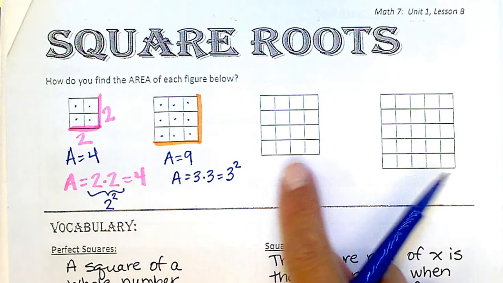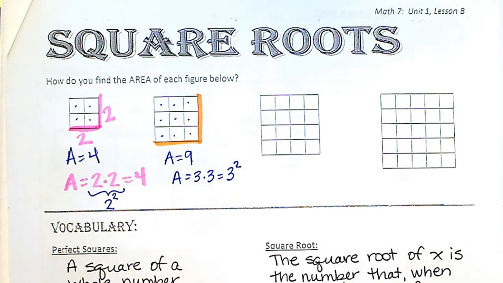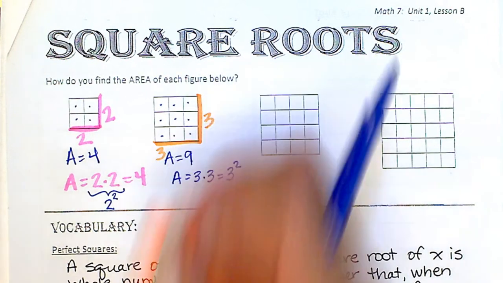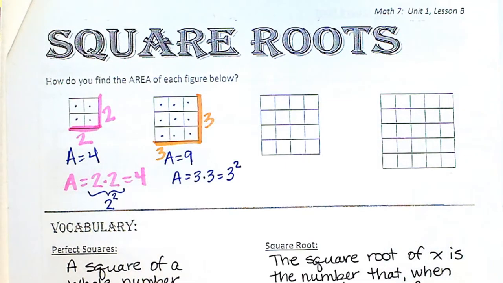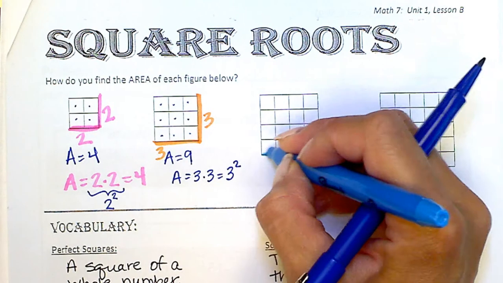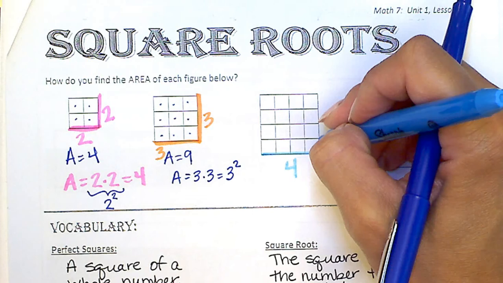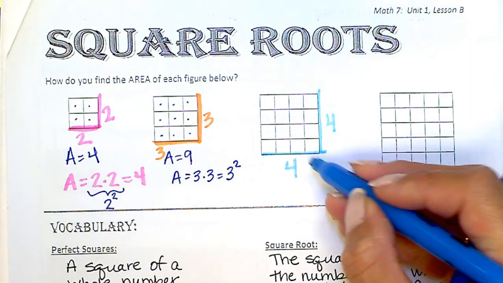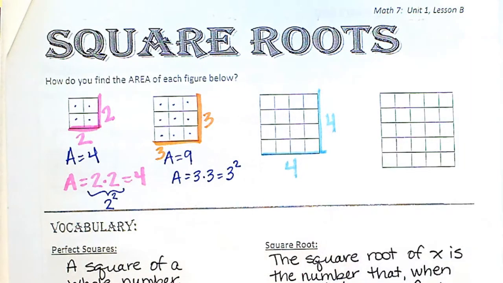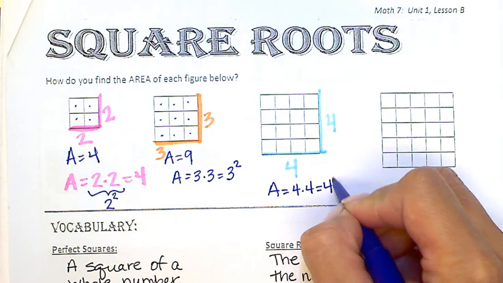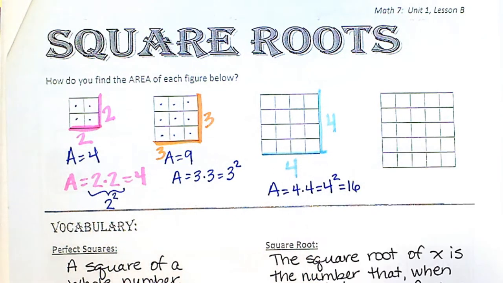Now, the reason why I wanted to show you those shortcuts is because with the next square, I don't want to have to count all of those squares. So I'm just going to count the length, 1, 2, 3, 4. So the length is 4. The width is also 4. So it's a square, both sides are the same. So area would be 4 times 4. Keep in mind that is 4 squared, or 16.